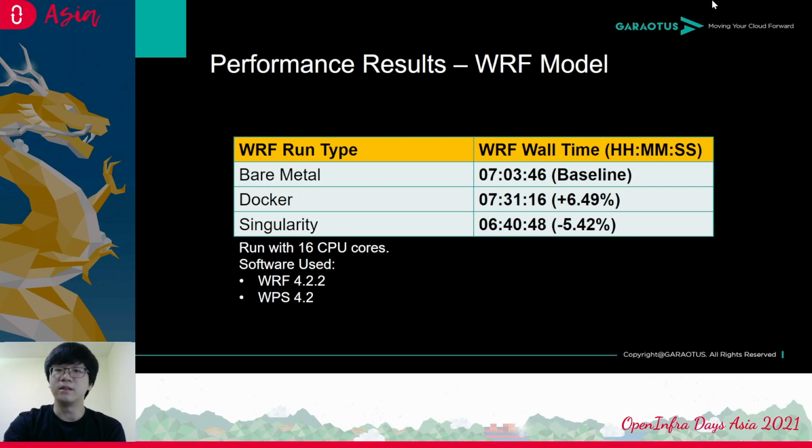This translates to a performance loss of about 6.5%. For Singularity, it takes 6 hours 40 minutes to complete. This translates to a performance gain of about 5.4%.